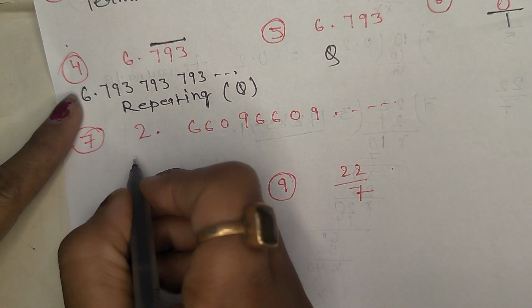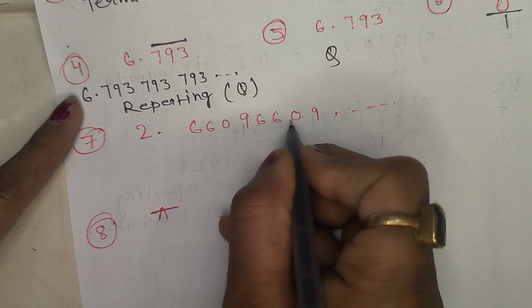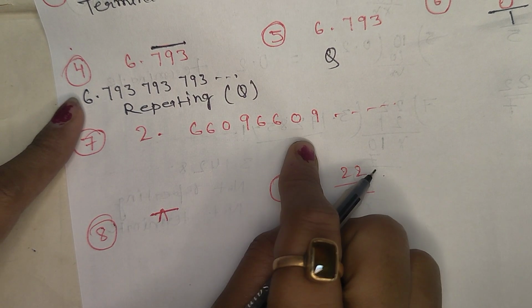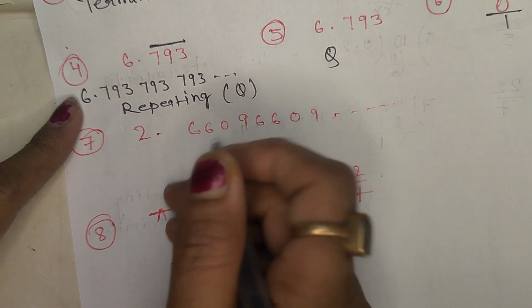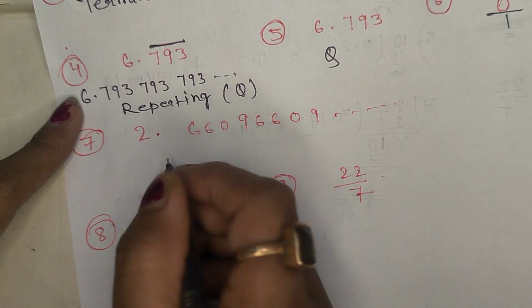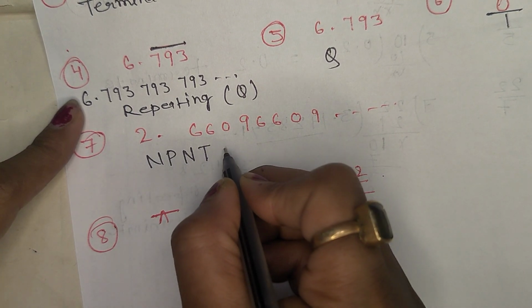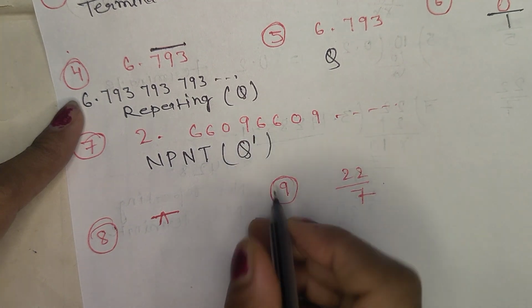And you can see 2.609660099 and so on. This is not repeating and not terminating, so it is non-repeating, non-terminating, so this is an irrational number.